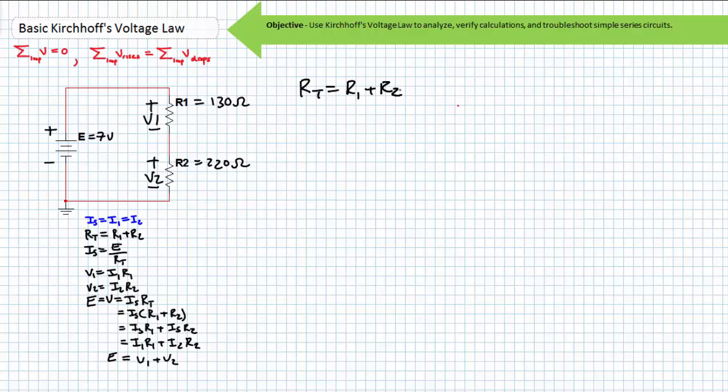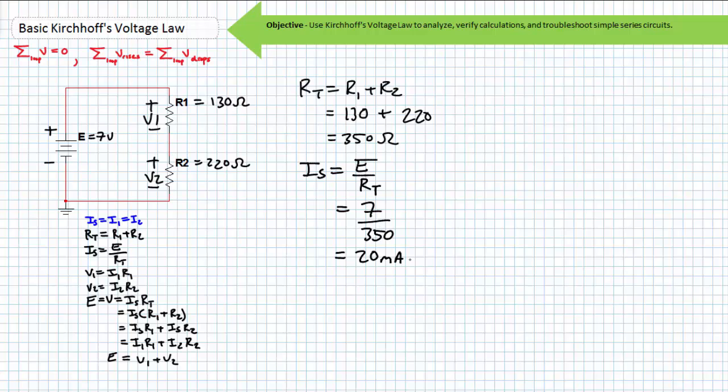Our total resistance is R1 plus R2, 130 ohms plus 220 ohms, yields 350 ohms. A 7-volt source, opposed by 350 ohms of total resistance, would induce a source current, IS, of E divided by RT, 7 volts divided by 350 ohms, or 20 milliamperes. If 20 milliamperes traveled through resistor 1, we could easily determine the voltage drop using Ohm's law, where V1 equals I1 times R1. 20 milliamperes times 130 ohms yields 2.6 volts.